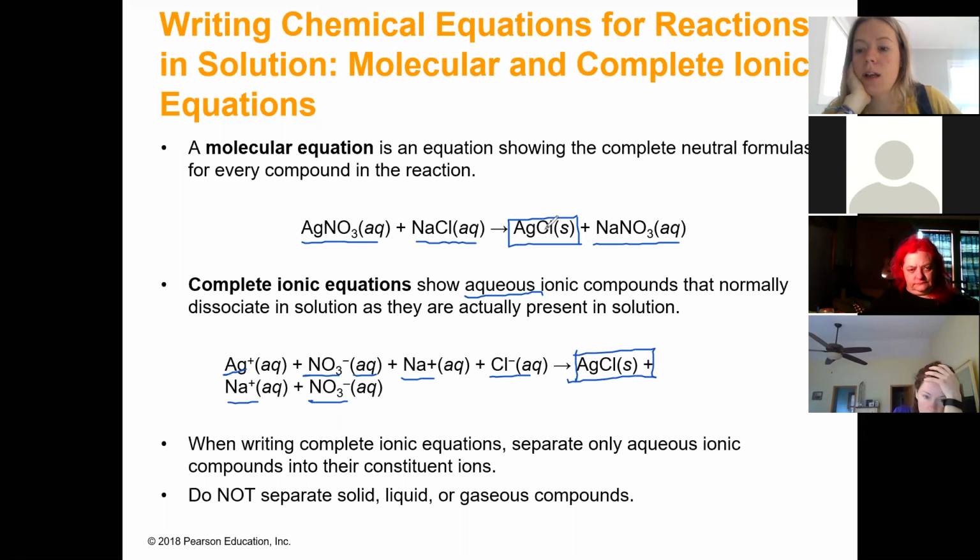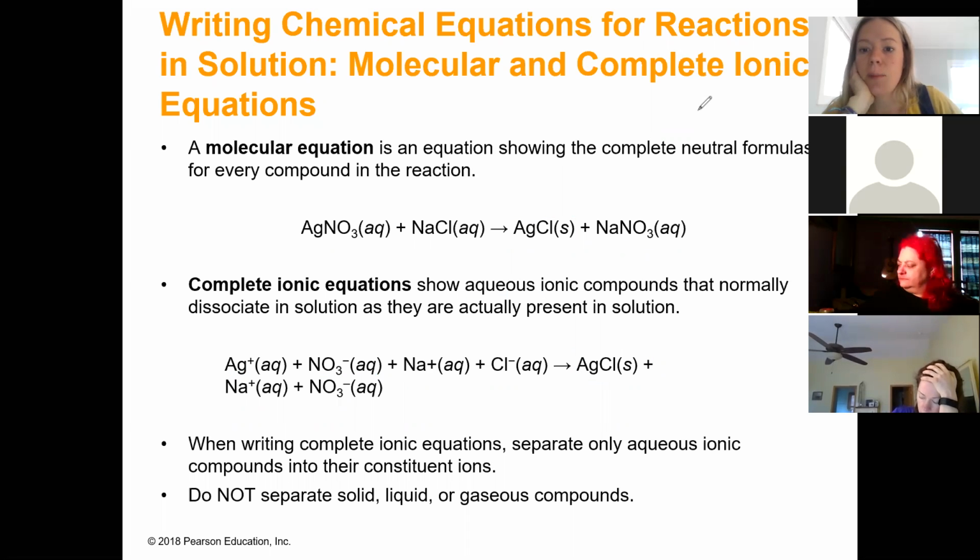There's the arrow right there. It's a lot of characters to write out. You do need to know how to do that though. Important thing though, when writing a complete ionic equation, separate only aqueous things. Don't separate anything that's a solid, a liquid, or a gas. So if you see any of those symbols, you keep those things intact.